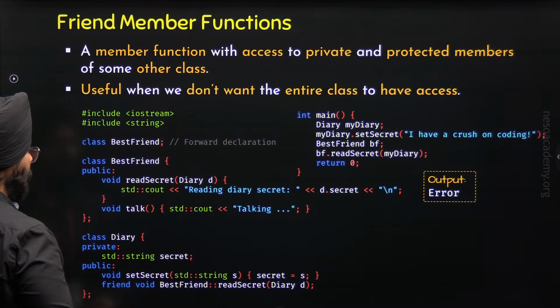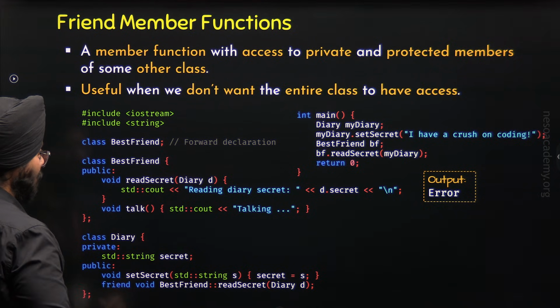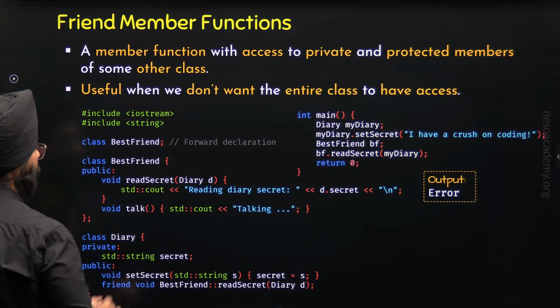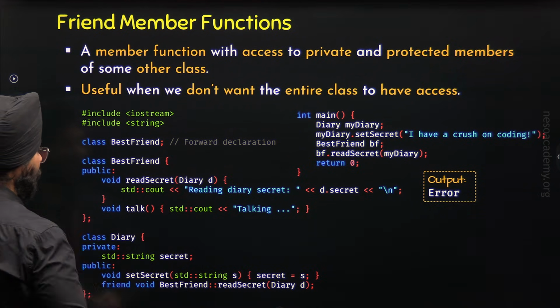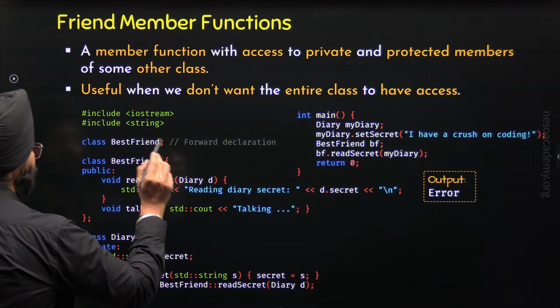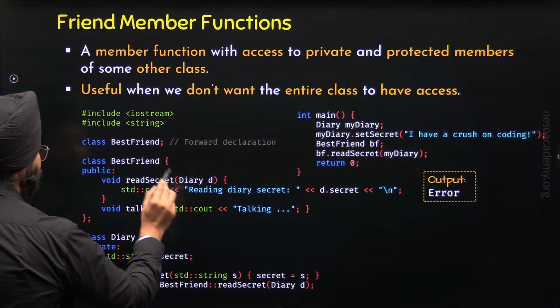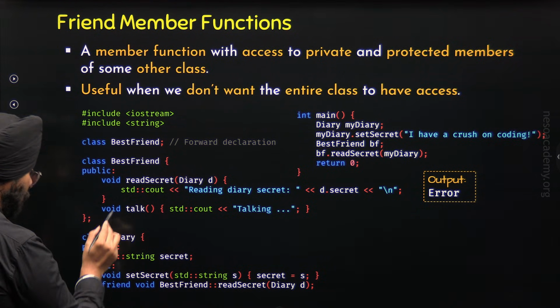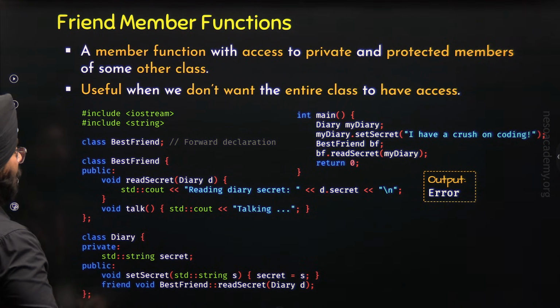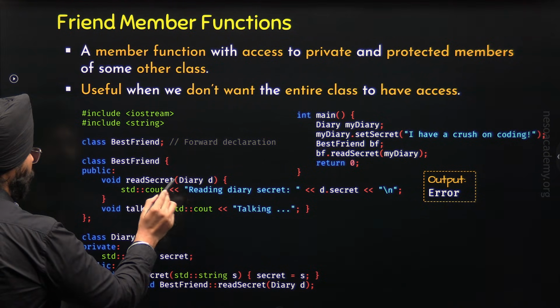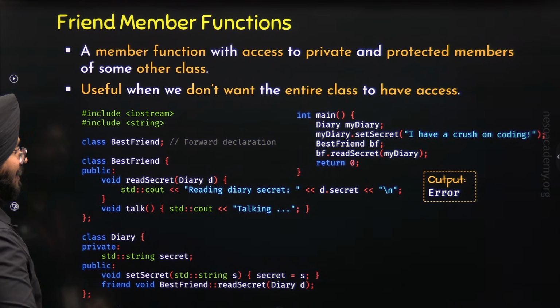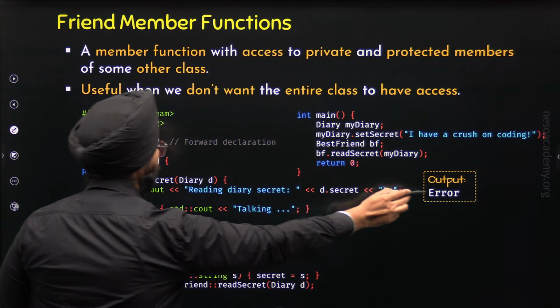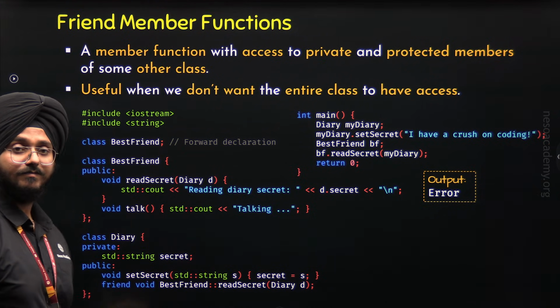Understand this properly, that this read secret function is using the object D, which is of type diary. This means this is the object of class diary. But the definition of the class diary is available over here, and there is no declaration of this class before this usage. That is why we are getting an error. This is reason number one.